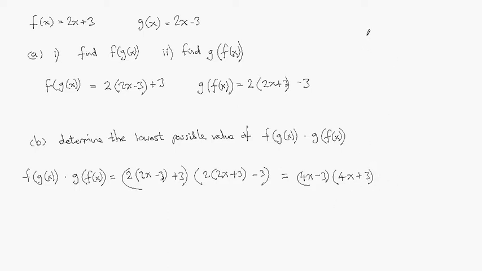And here we can use the fact that a plus b times a minus b is equal to a squared minus b squared. Therefore 4x minus 3 times 4x plus 3 is the same as 4x all squared minus 3 all squared, which is 9. So our function is 4x all squared minus 9, which is equal to 16x squared minus 9.